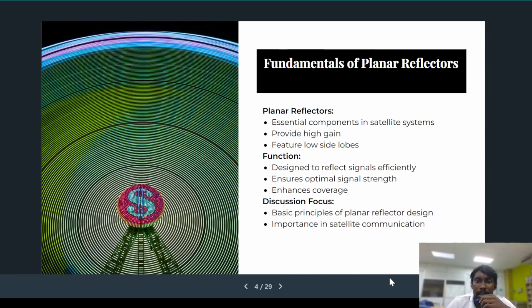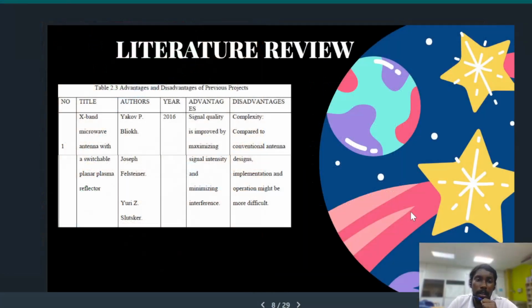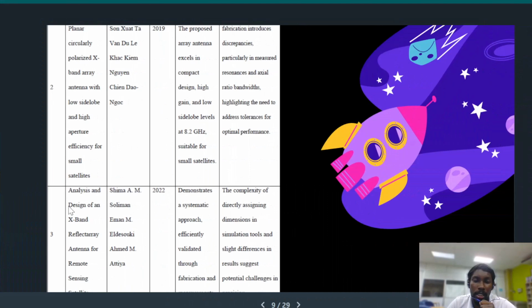My next slide is fundamentals of planar reflectors. Planar reflectors are essential components in satellite systems, providing high gain and low side lobes. They are designed to reflect signals efficiently, ensuring optimal signal strength and coverage. This slide discusses the basic principles behind planar reflector design and its importance in satellite communication. Moving on to my literature review, I took up 3 articles related to my final year project.